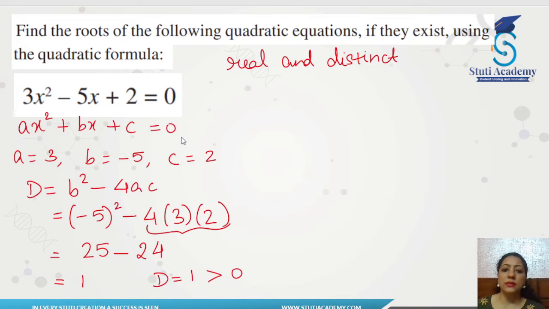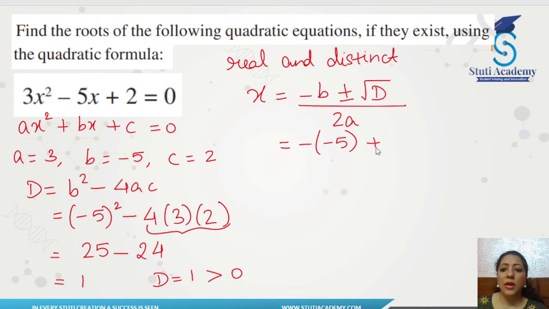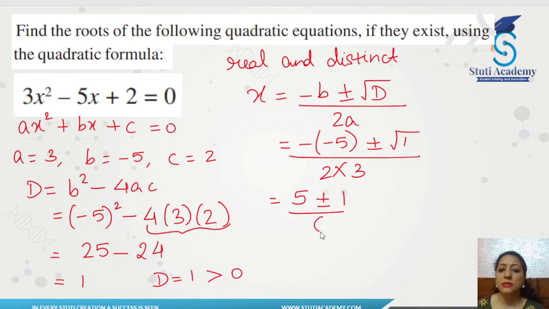Now we know that the real roots here exist, and now we are going to solve it using quadratic formula. So the quadratic formula is x equal to minus b plus or minus square root of d upon 2a. That is minus b. Minus b would be here minus 5 plus or minus square root of d. D here is 1 upon 2a. 2 into a. A here is 3. So now we can write this as minus minus plus, plus or minus, that's 1. Square root of 1 is 1 itself, upon 6.